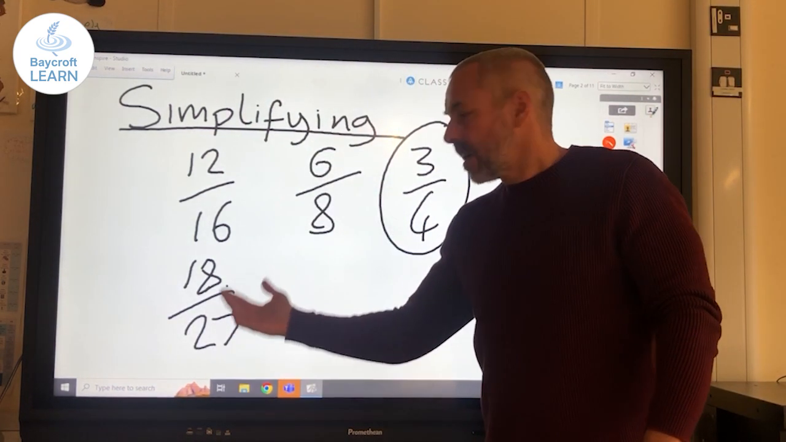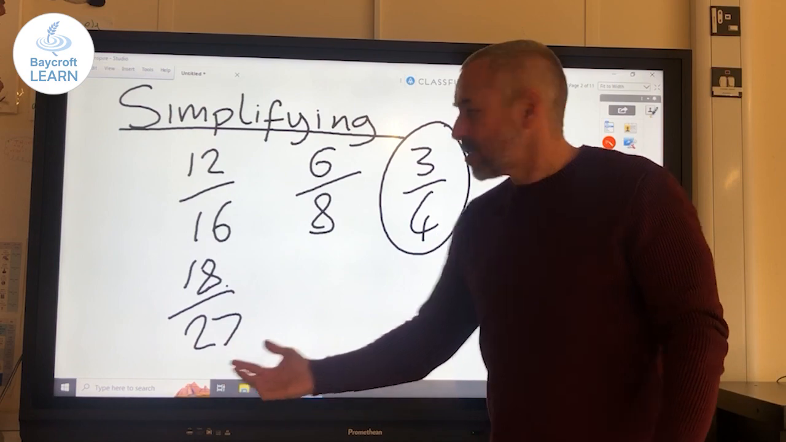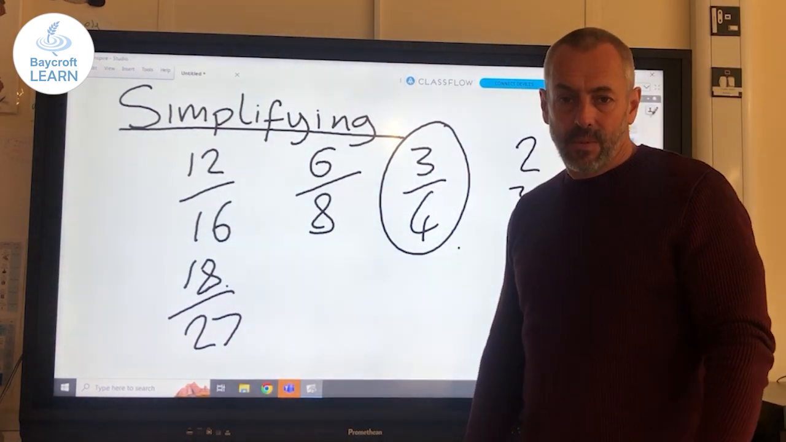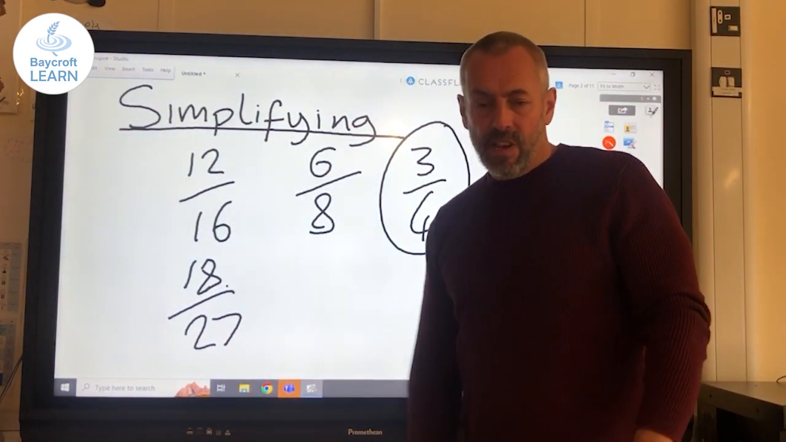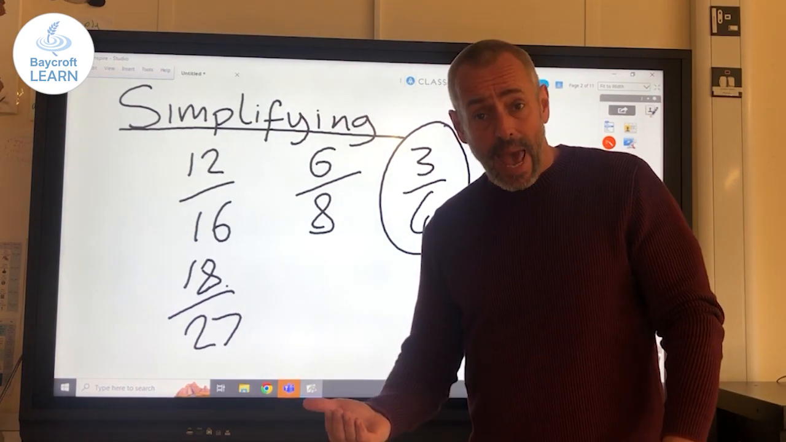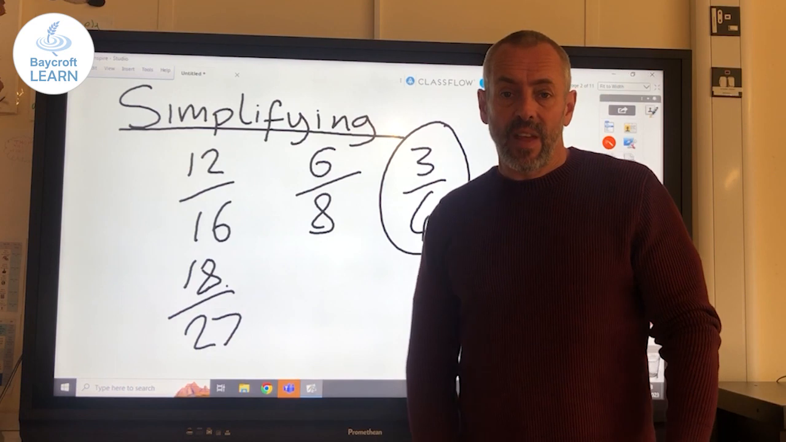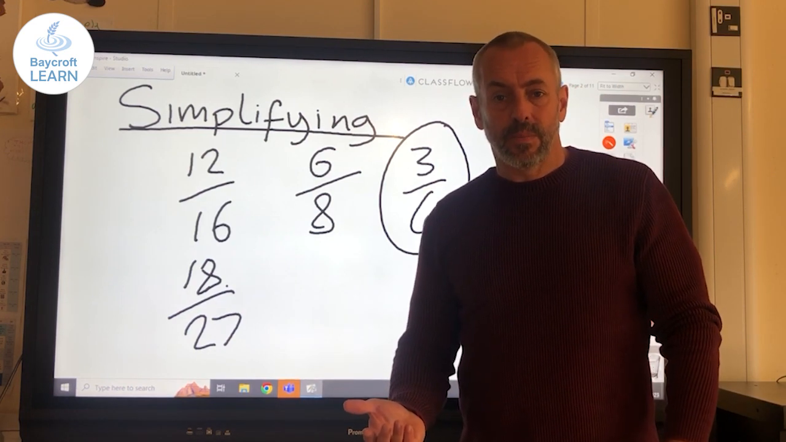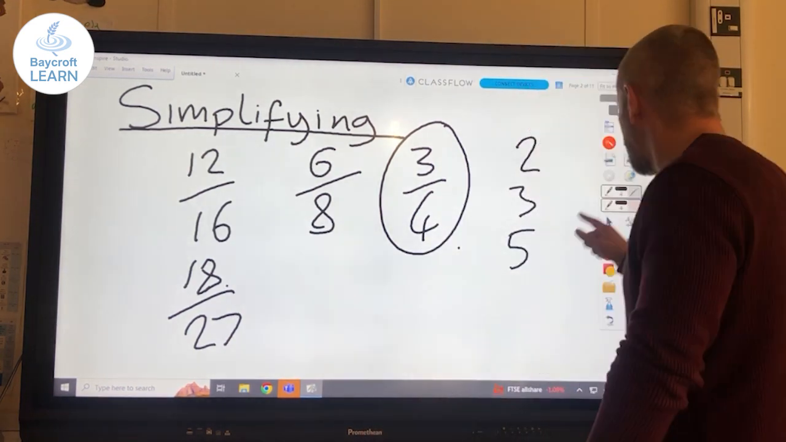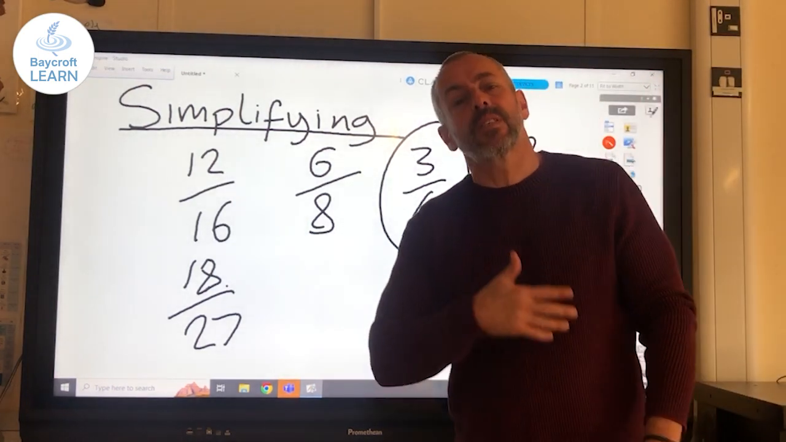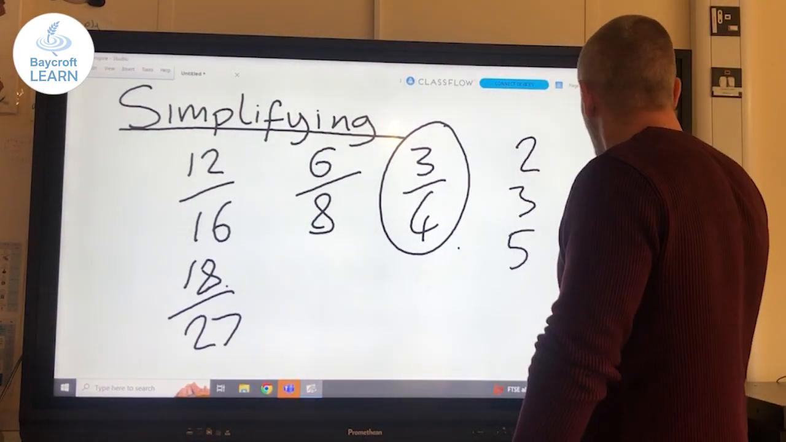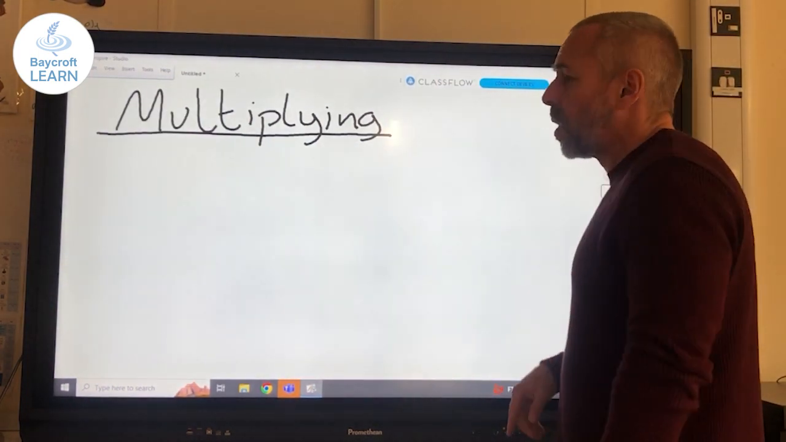Now, in this case, the numbers aren't both even, so we can't use our 2 times tables, okay? Can we use our 3 times tables though? Yes, we can, okay? I would like you to now simplify that using your 3 times tables. Cool, okay, that's simplifying. I'm not going to go on about it because it's something we've covered a lot, but it's worth reminding ourselves because, as I say, it's an important one.